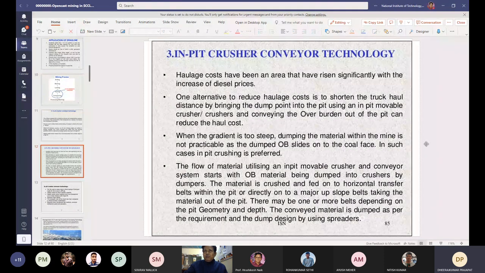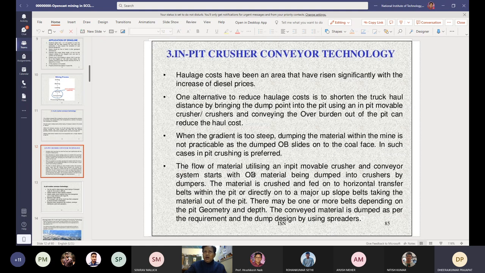And also, dumping the material within the mining area is not practicable because the dumped overburdens may slide onto the coal face. So in such cases, in-pit crushing and conveying technology is preferred. So the flow of material, utilizing an in-pit movable crusher and conveyor system, starts with overburden material being dumped into crushers by the dumpers.